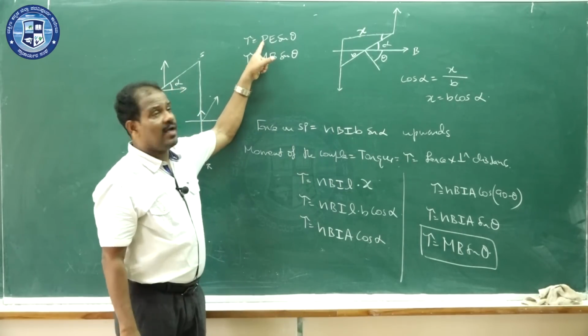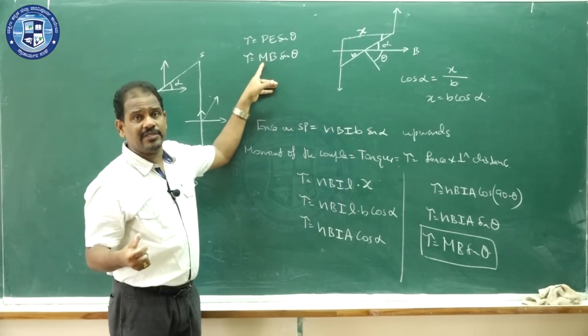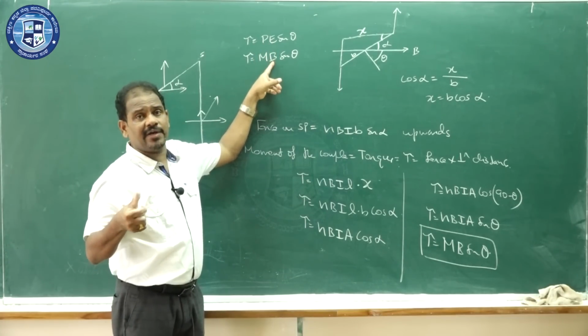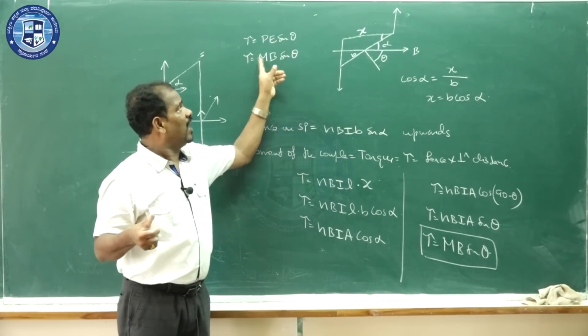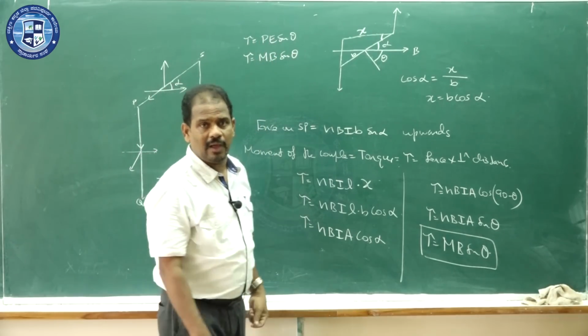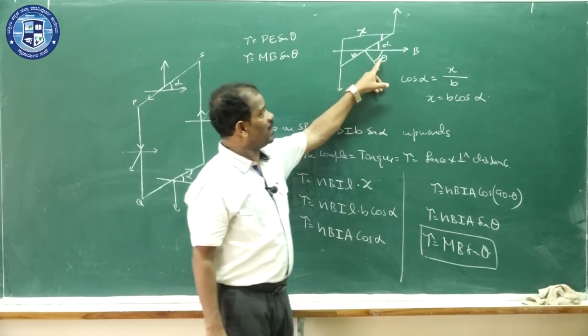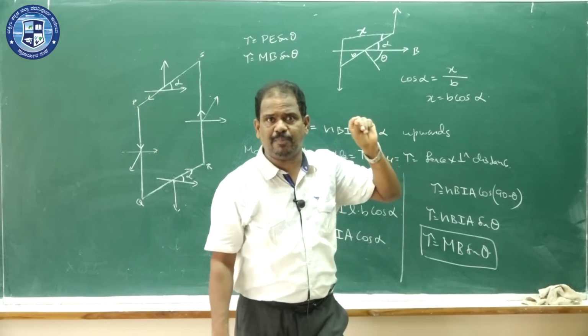What is P? Electric dipole moment. What is M? Magnetic dipole moment. What is E? Electric field. What is B? Magnetic field. What is theta? Angle between P and E. What is theta here? Angle between M and B. Is that correct? Theta is the angle between M and B. B is the magnetic field, and M is the magnetic dipole moment.